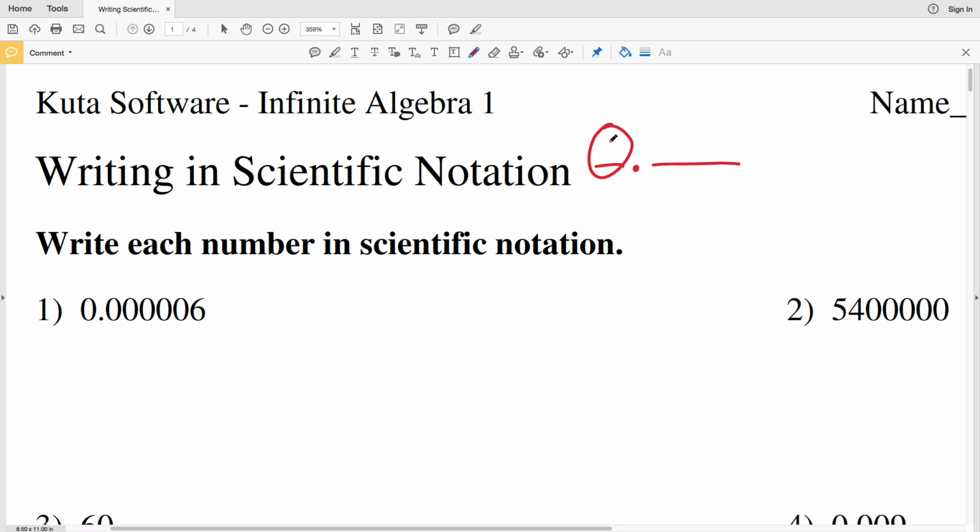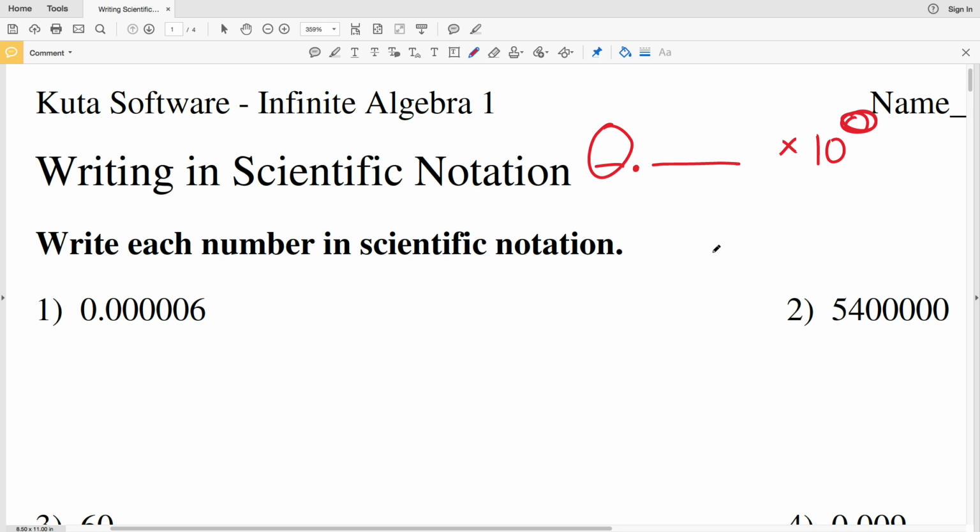But you have a number in the ones place that is greater than or equal to 1, and it's less than 10. So that's going to be either 1, 2, 3, 4, 5, 6, 7, 8, or 9. And then it's going to be multiplied by 10 to some exponent.